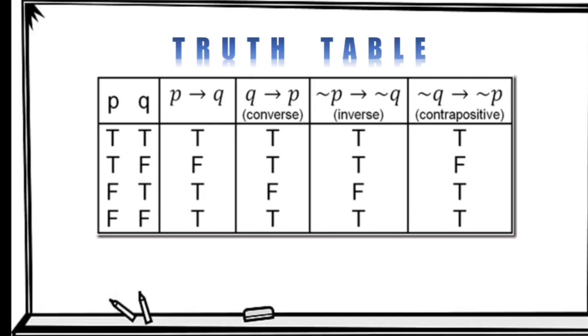If P is false and Q is true, the conditional statement is true. The converse and inverse are false, and the contrapositive is true. Then, if P and Q are both false, the conditional statement, converse, inverse, and contrapositive are true.